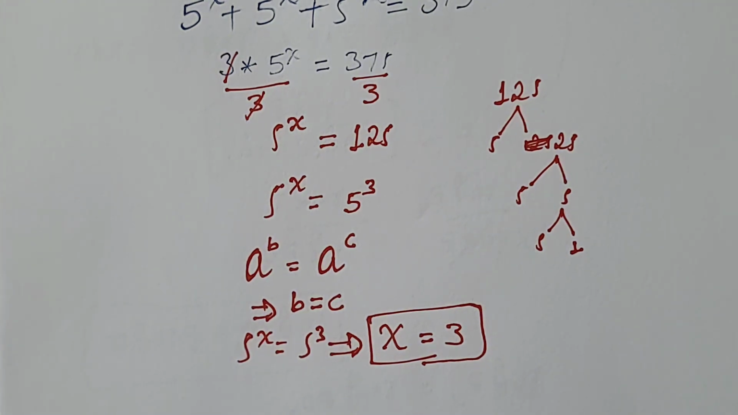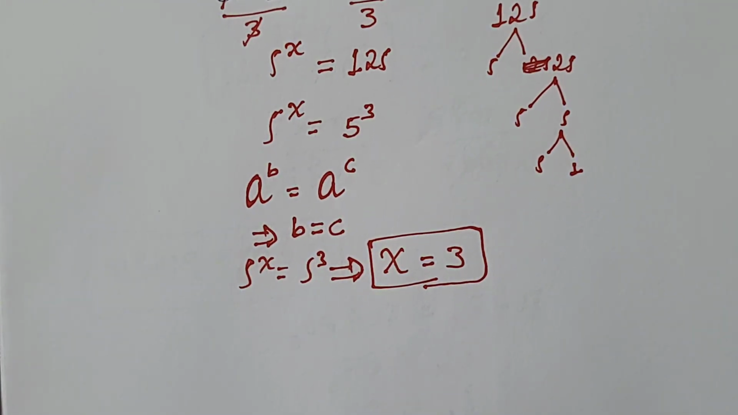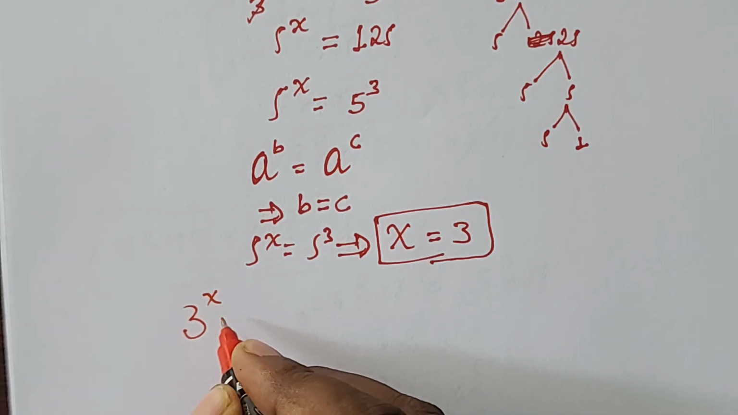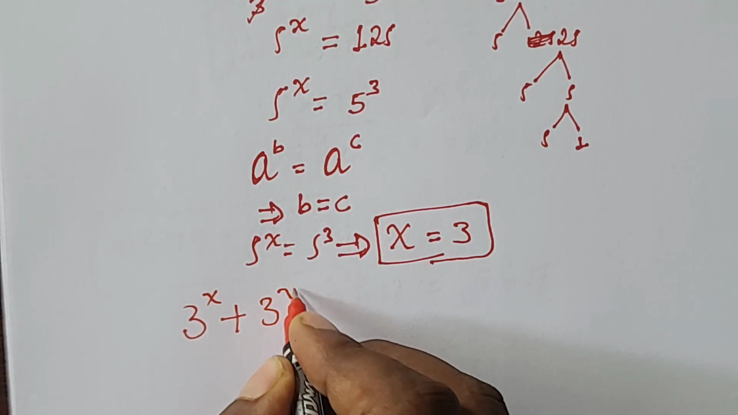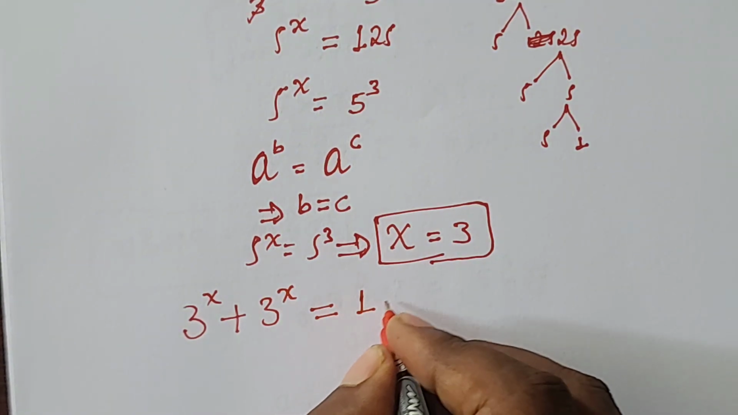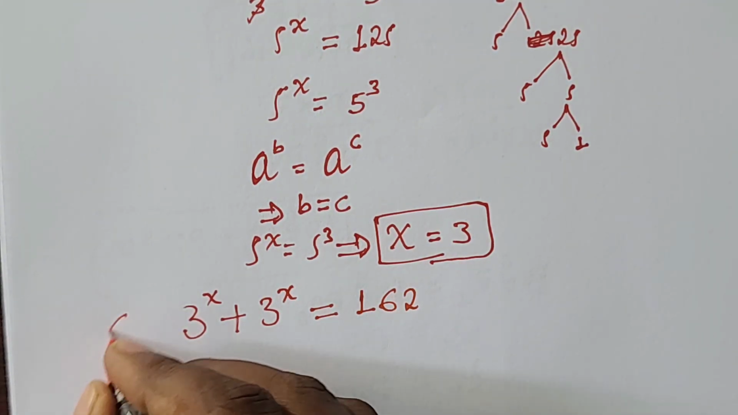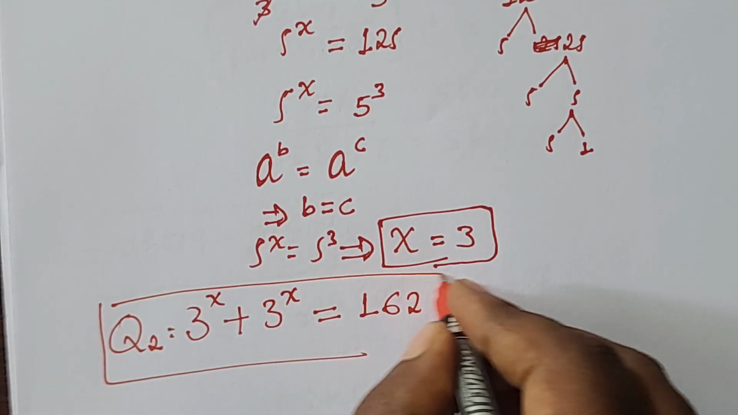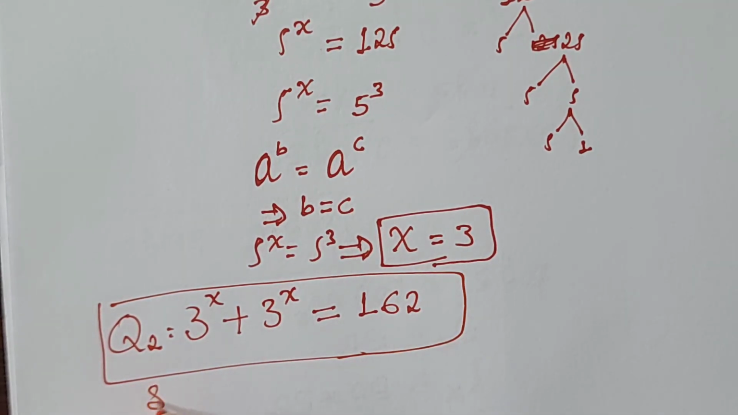Again, now let's determine another problem, that is 3 to the power of x plus 3 to the power of x equals 162. Question number 2. Solution.